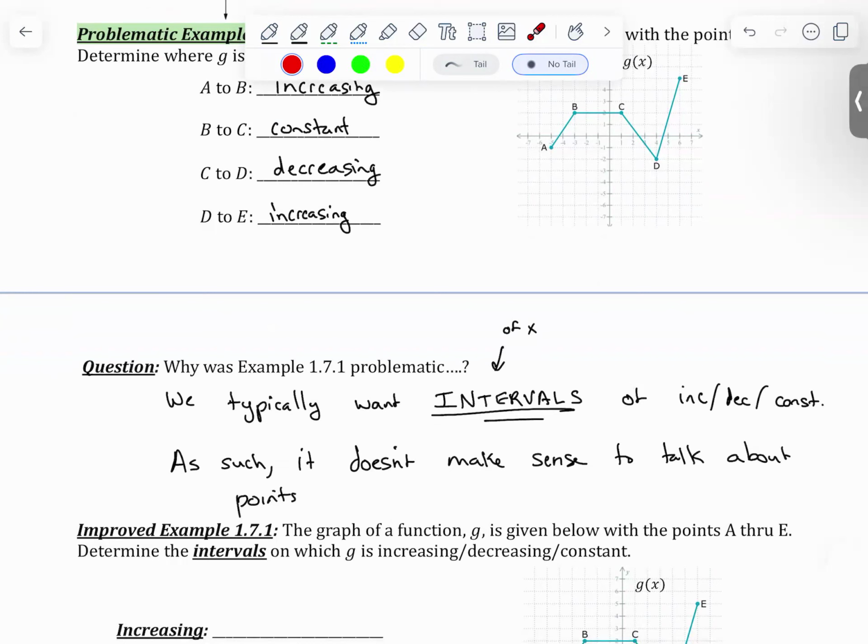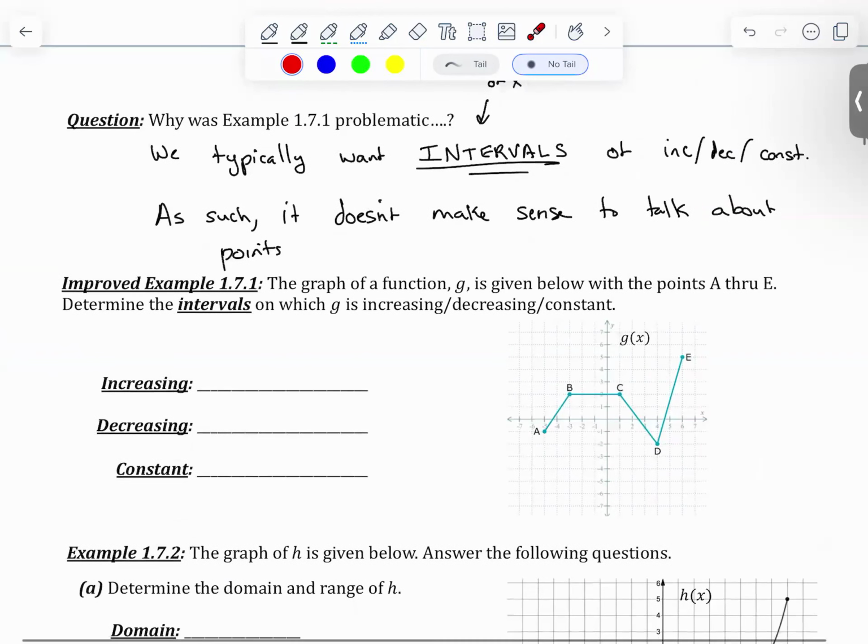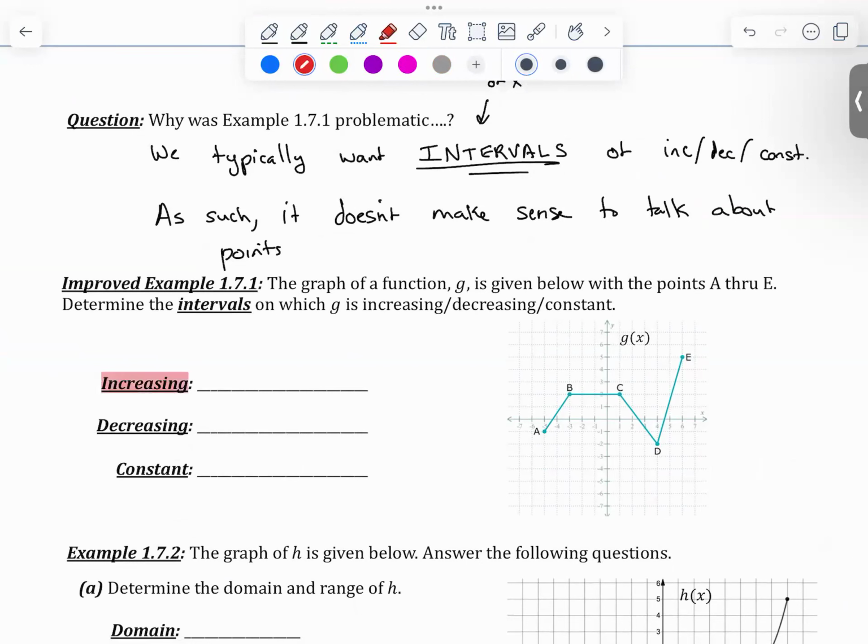So intervals of x. So when we're looking for places where a function's increasing, decreasing, and constant, we're looking at the graph itself, and then we're trying to determine the x values for where it's increasing or decreasing. So for increasing, I'm going to highlight these. Let's make increasing, I don't know, increasing feels like it should be red. So this is the improved example 1.7.1.